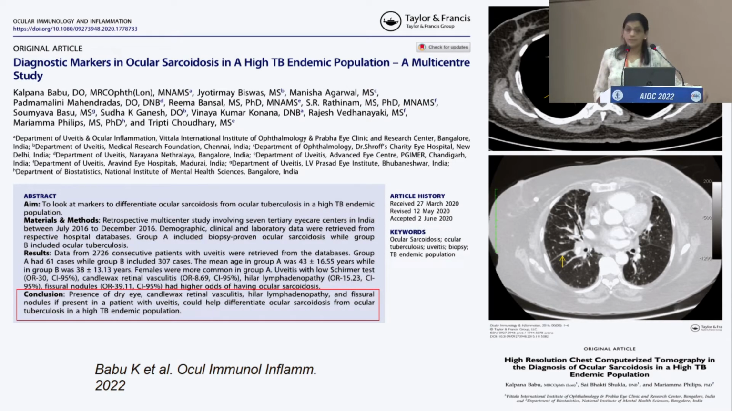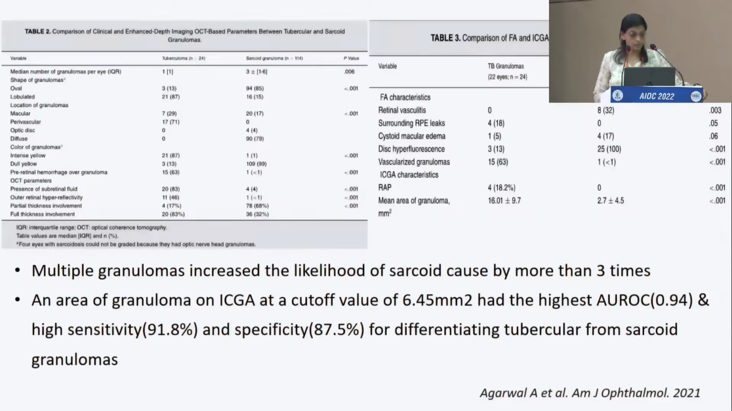So we looked at a multicenter study, and this was published recently, where we looked at diagnostic markers between ocular sarcoid and ocular TB in our patient population. And we found that if these cases had a dry eye, retinal vasculitis, especially of the candle wax type, and chest radiology showing hilar lymphadenopathy and fissural nodules, then probably you're dealing with ocular sarcoid rather than ocular tuberculosis. Also, this is a paper by Dr.